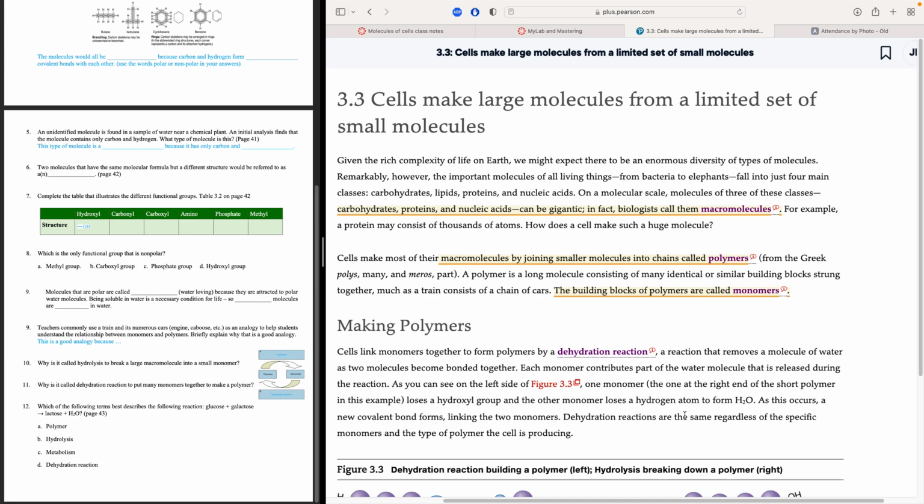So in order to link up the boxcars of a large polymer, you have to pull the end cap off, and you've got the ingredients for water. It pulls a water molecule out of it. So that's dehydration synthesis. That's question number 11. Why is it called dehydration reaction to put monomers together? Because you pull the components of water off the end caps of 2 molecules to bring them together.